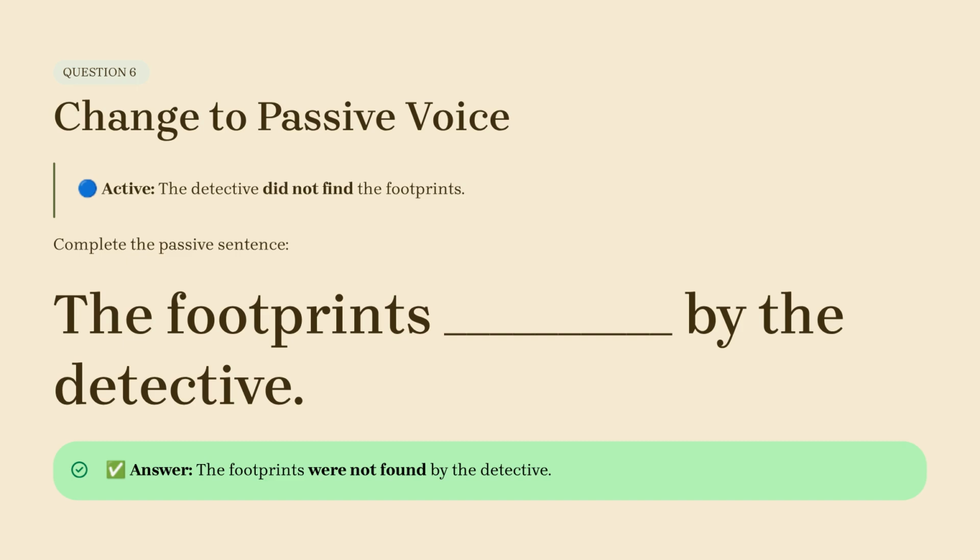Question 6. In the active voice, we say, the detective did not find the footprints. Let's change this negative sentence into the passive voice. The answer is, the footprints were not found by the detective.